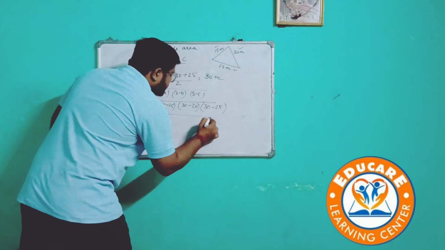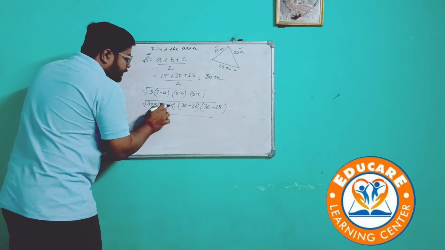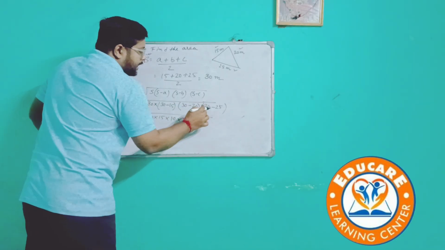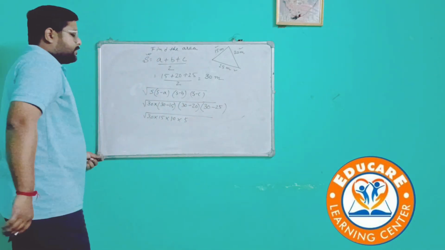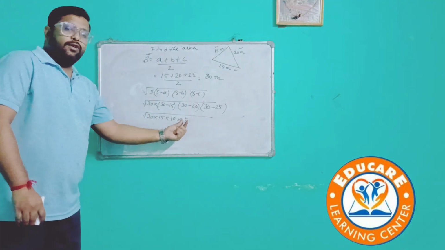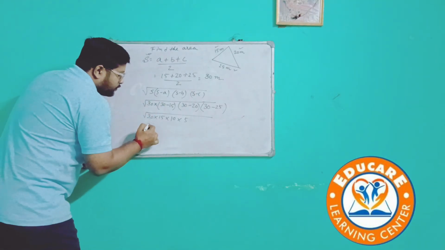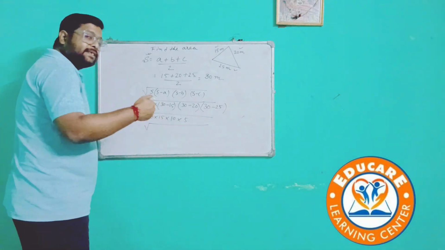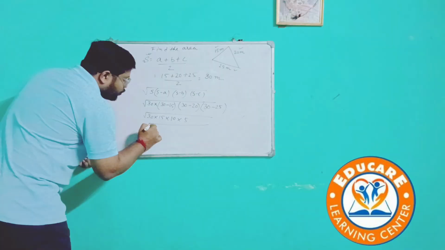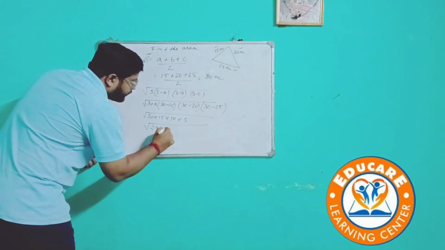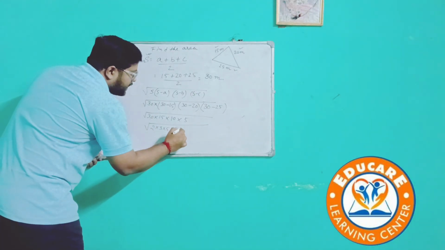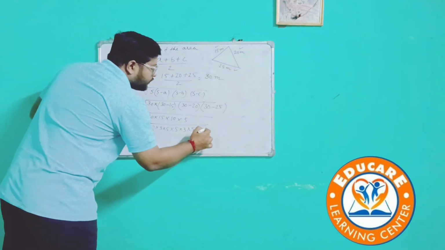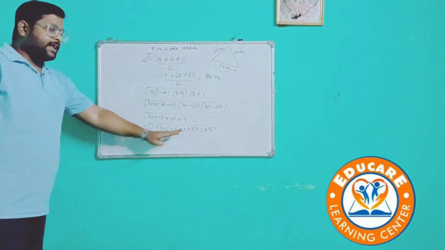Now if we further solve this, 30 into 30 minus 15 is 15, 30 minus 20 is 10, and 30 minus 25 is 5. So 30 into 15 into 10 into 5. Now we need to do the prime factorization. What is the shortest way of doing it? Let's factorize all the numbers individually. If we take 30, we get 2 into 3 into 5. If we take 15, we get 5 into 3. If we take 10, we get 5 into 2, and if we take 5, we get only 5. So our factorization is completed.